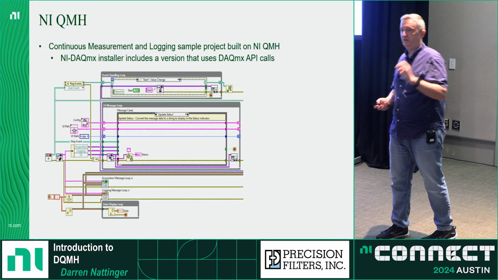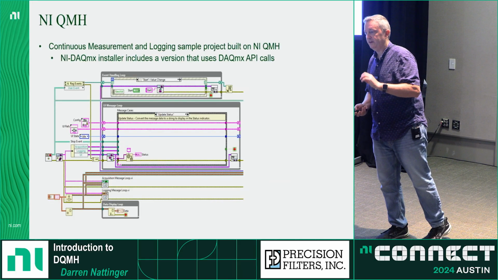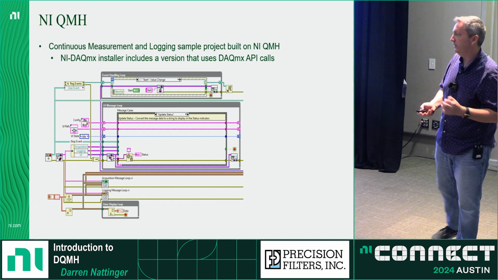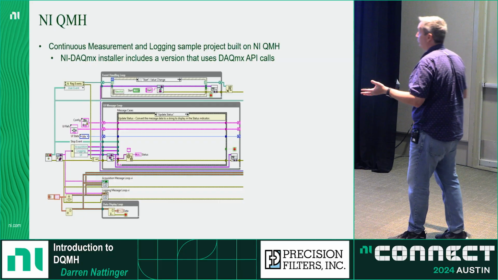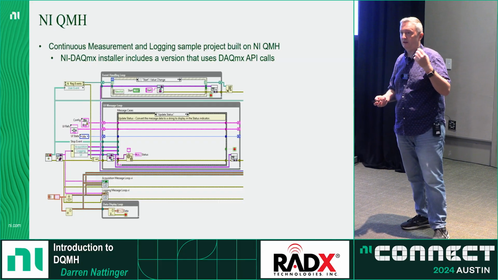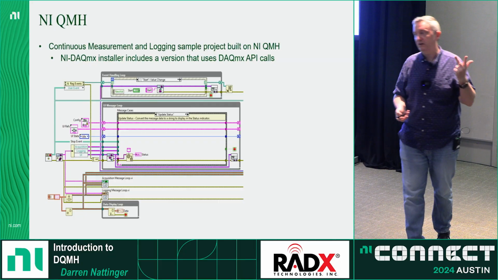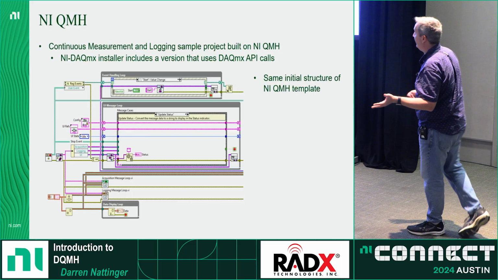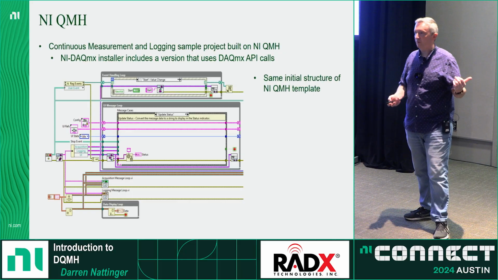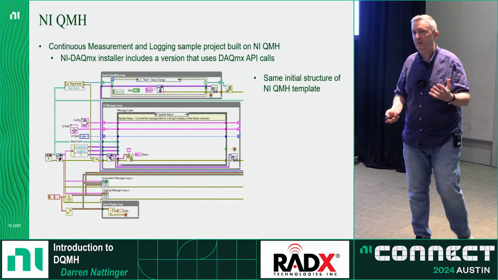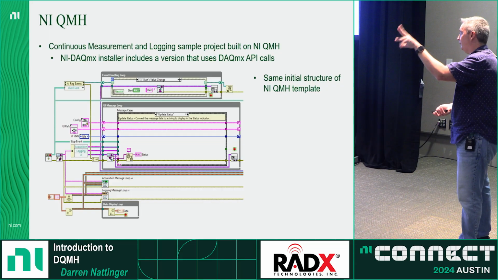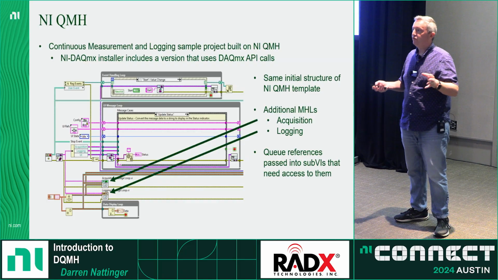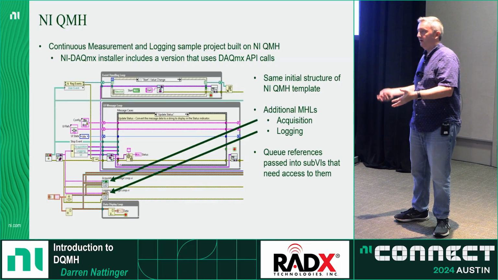Another project template that ships with LabVIEW is the Continuous Measurement and Logging Sample Project. This is a project that is supposed to be basically a real-world application where you can acquire data, log data, display data, and it's built on the NI QMH. You can see the top half of this diagram looks just like the one I showed on the previous slide. It looks just like the NI QMH. You've got an event handling loop, you've got a message handling loop, but the Continuous Measurement and Logging Sample Project also adds a couple more message handling loops.